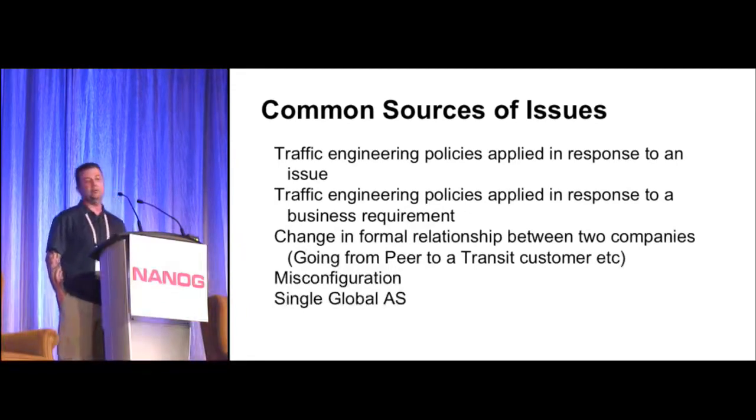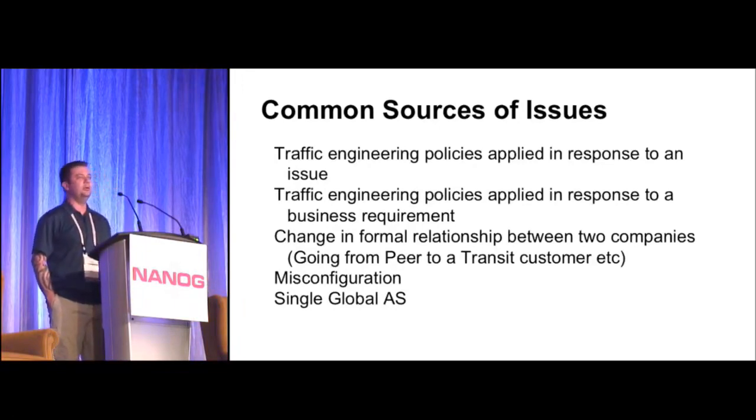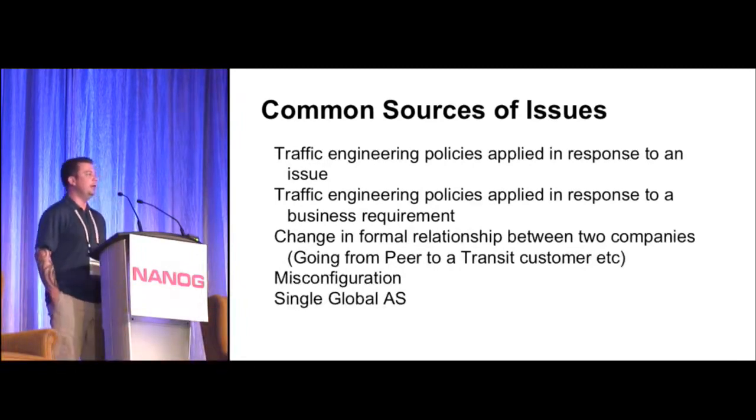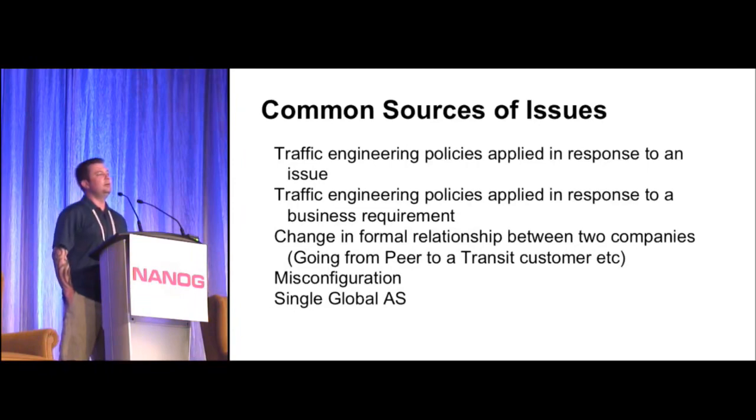Points 2 and 3, and 3 being the change in formal relationship. Basically, they're kind of linked because there are times where a company is small and they're a transit customer, but when they grow bigger or they're acquired and they go under their parent company, they transition from a transit customer into a peer, a settlement-free customer. And due to a lot of default policies the ISPs have, that also has an impact. It becomes a de facto traffic engineering shift.